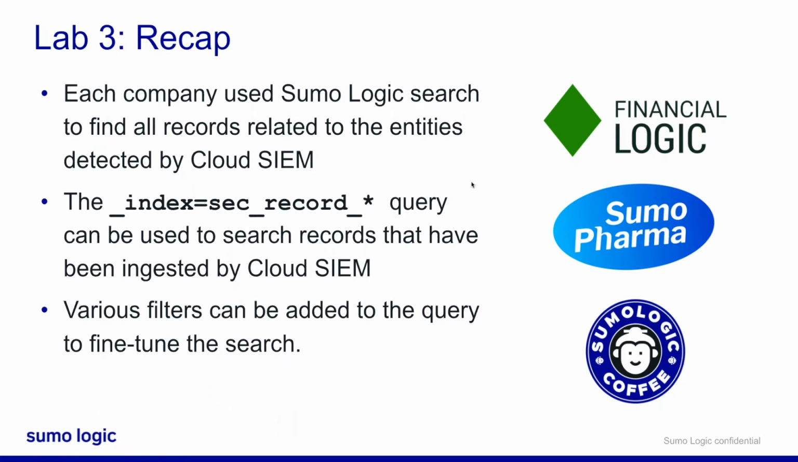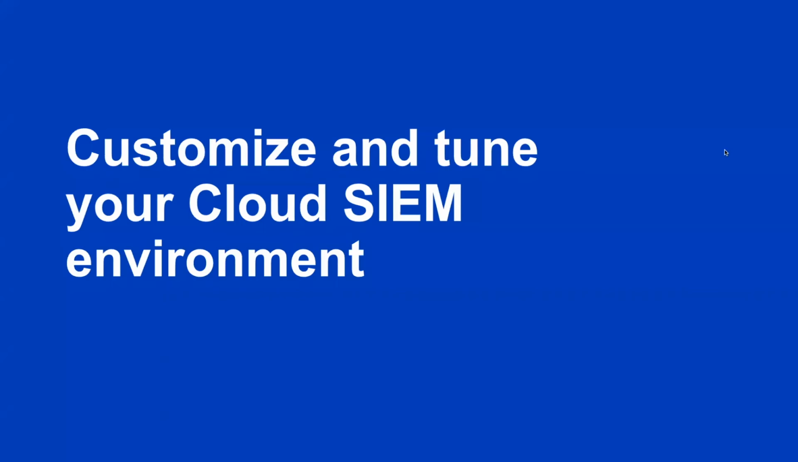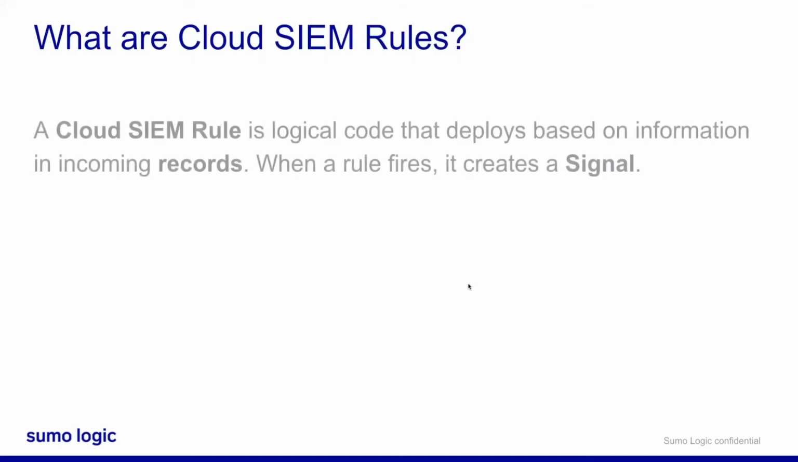All right. Now we're going to talk about customizing and tuning your CloudSIM environment, like the title says here. So what are CloudSIM rules? Once you've completed a few investigations, you may want to add or modify the rules, data sources, match lists, and other pieces of the CloudSIM puzzle. These modifications can help further reduce false positives or alert you even faster. The most common things to customize are rules and insights. Rules are one of the most important pieces of CloudSIM's threat detection engine.